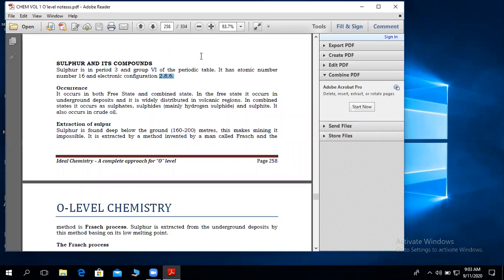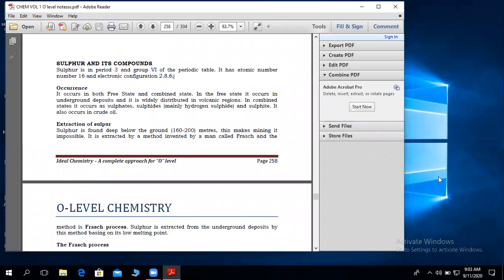What do we get from this electronic configuration? It tells us that sulfur has 6 electrons in the outermost shell. So sulfur belongs to group 6 of the periodic table, as you can see. Group 6 because it has 6 electrons in the outermost shell, and it belongs to period 3. Period 3 means that it has 3 energy levels or 3 shells.